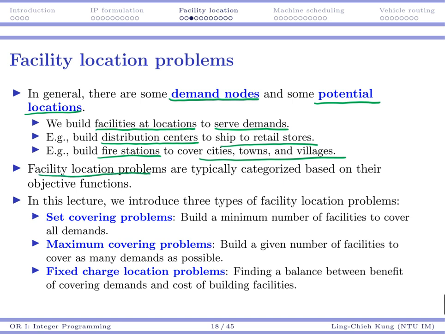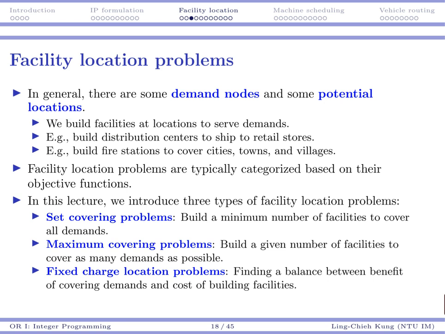Facility location problems are typically categorized based on their objective functions. There are all kinds of facility location problems, but you may solve them with different purposes. We will give you an introduction to three types of facility location problems: set covering, maximum covering, and fixed charge location problems. The first one is that you need to cover all your demands. You need to take care of everyone, so you want to save your cost as much as possible.